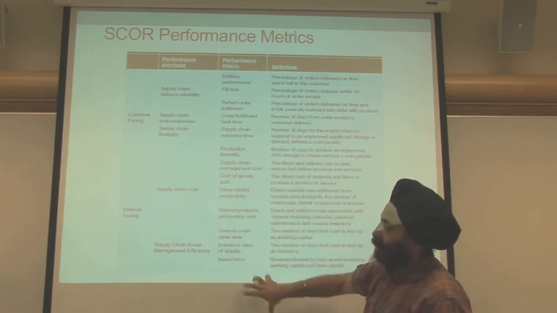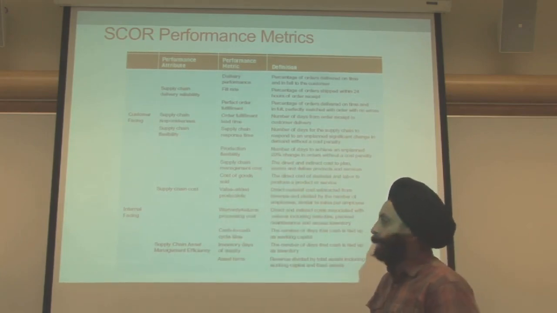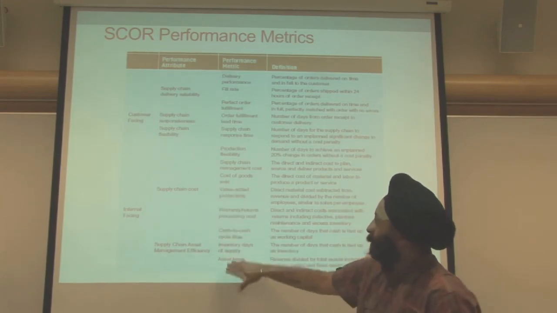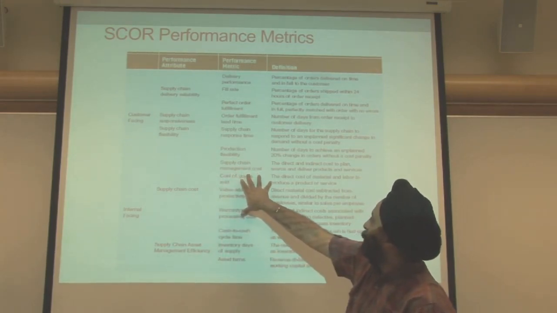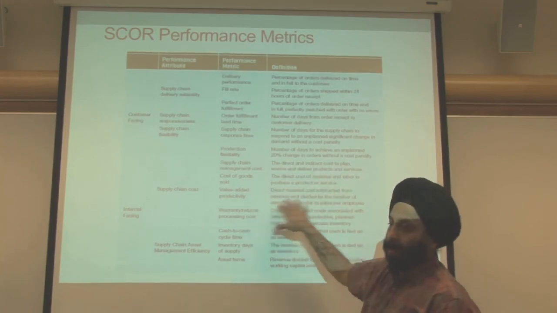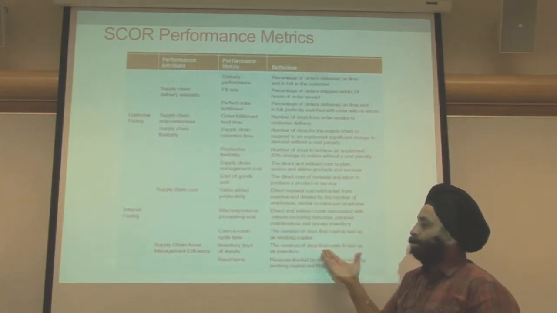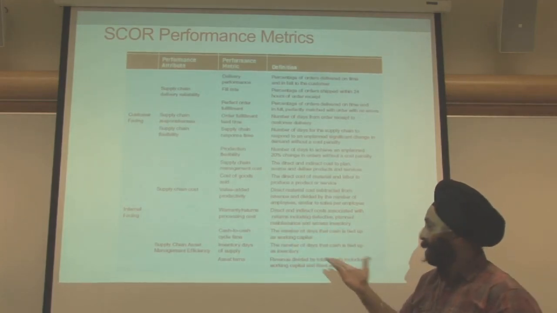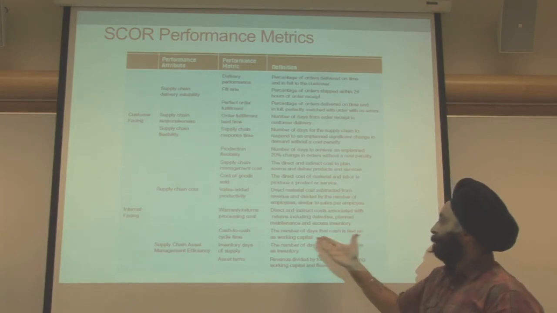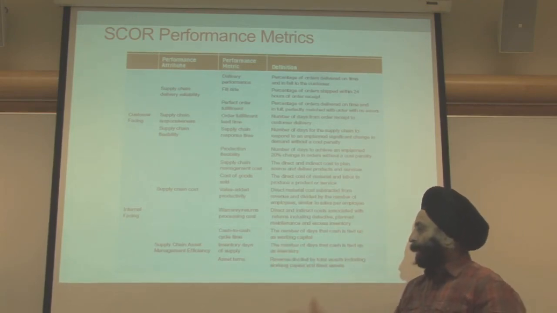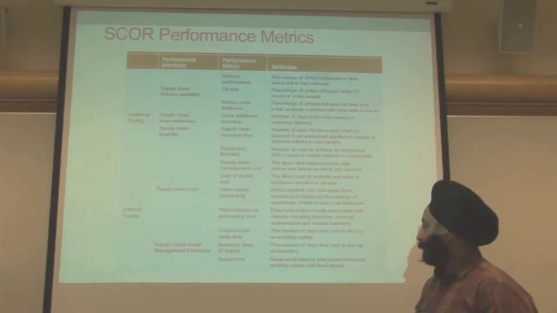Then you have internal metrics, within the company, which are all cost-associated and efficiency issues. Cost will be supply chain management cost, both direct and indirect, cost of goods sold, value-added productivity, and warranty and returns processing cost. Then you have cash-to-cash cycle time, which is used a lot in the industry, the number of days that cash is tied up as working capital. Then inventory days of supply, which we covered, and asset turns, the inventory turns that I'll be looking at.